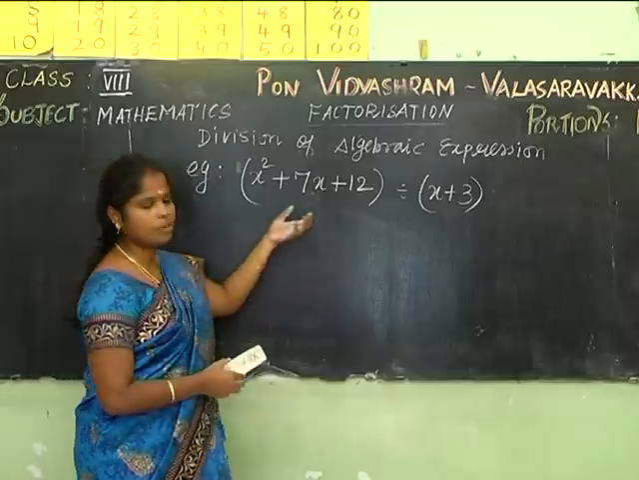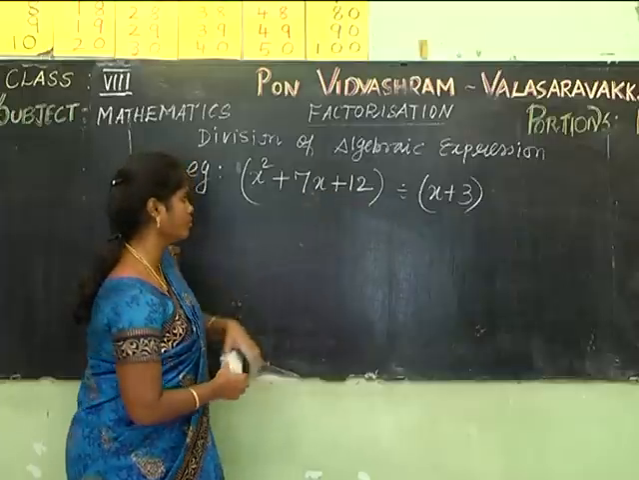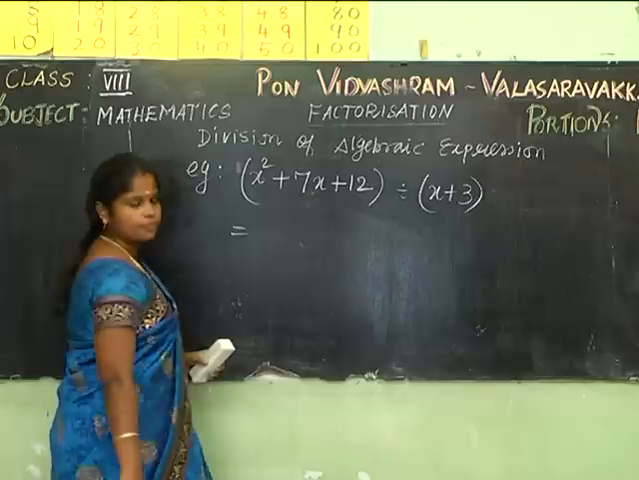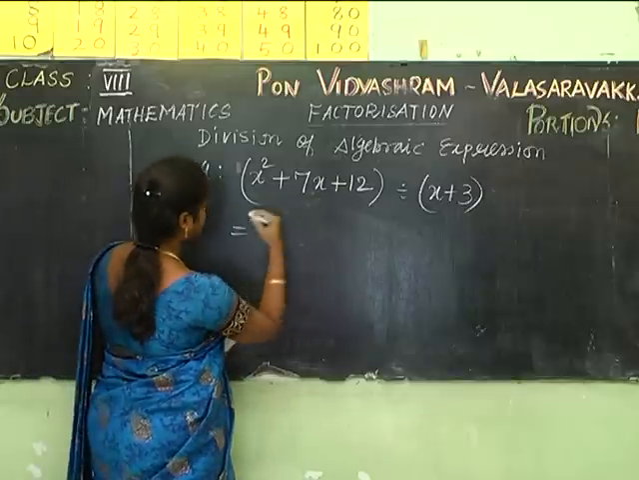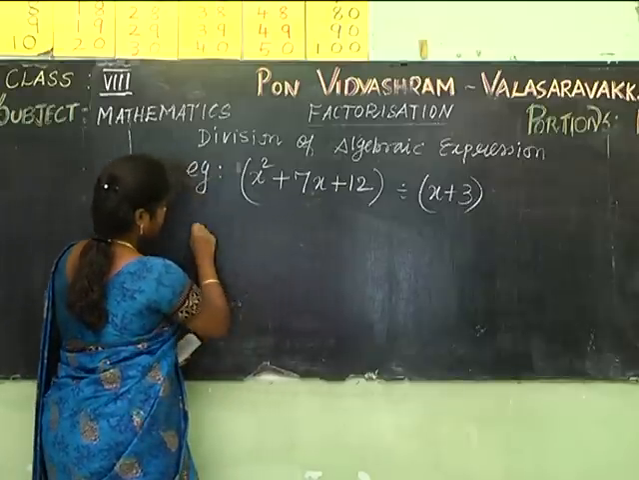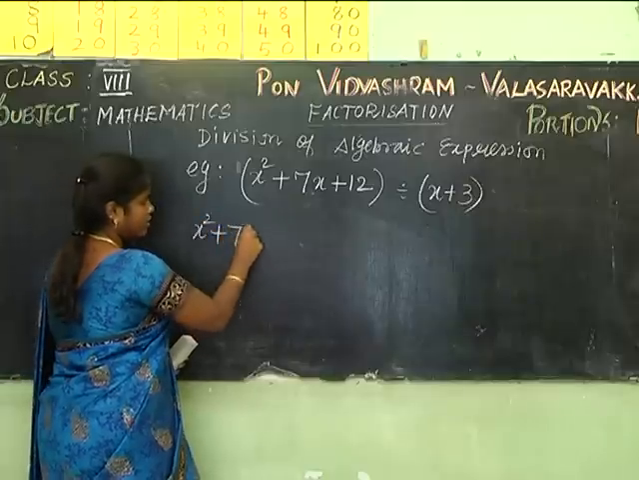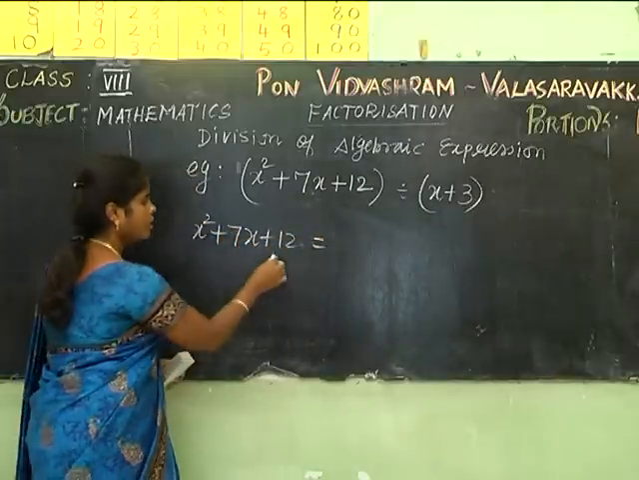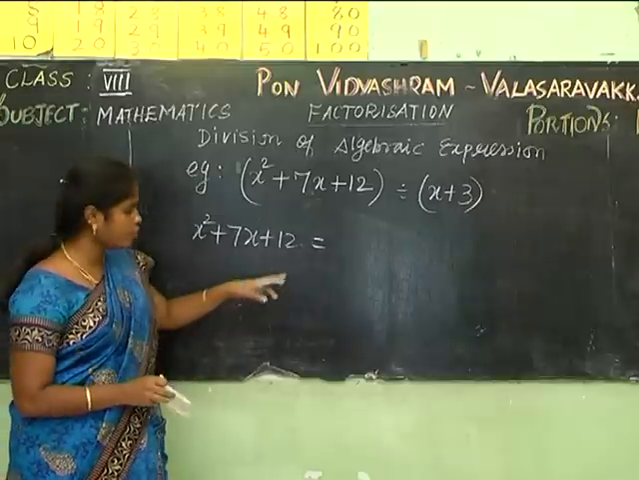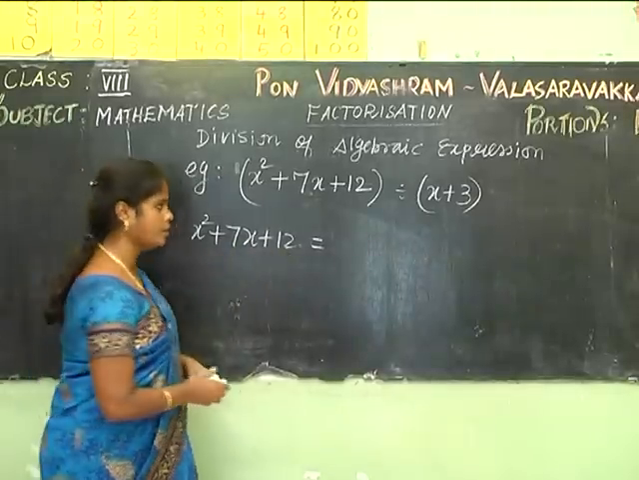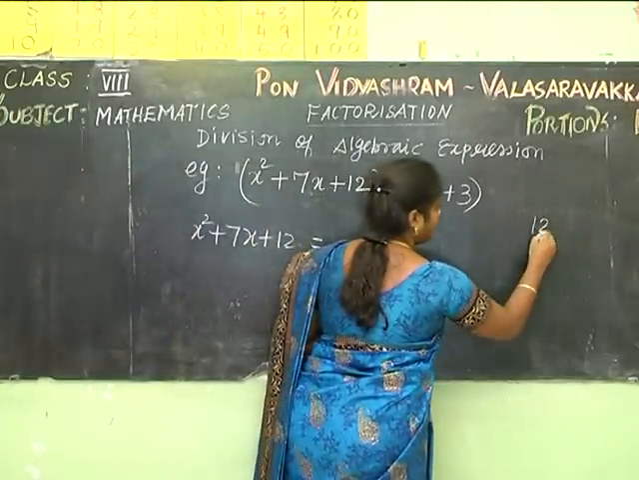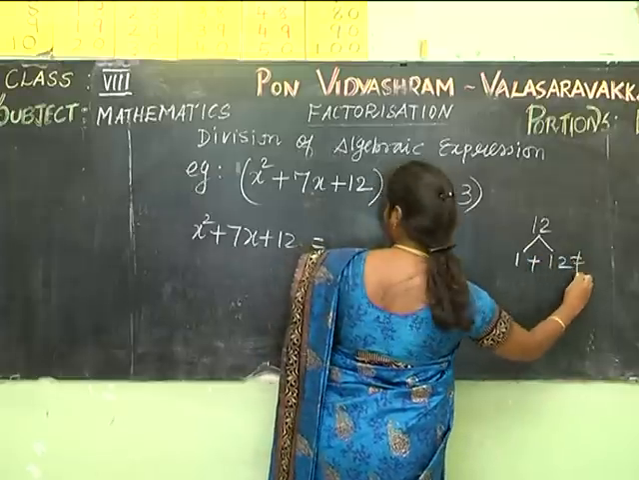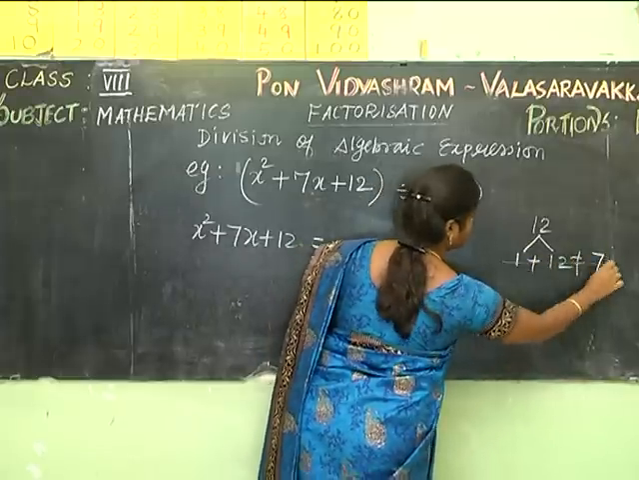Suppose you are getting this type of question, a polynomial by a polynomial. So we need to factorize the numerator first by using the last method. We'll take the first expression, x square plus 7x plus 12. Again we need two factors such that the product is 12 and the sum is 7. So what are the chances? 1 and 12 make 12, but the sum is not equal to 7. So this is not possible.